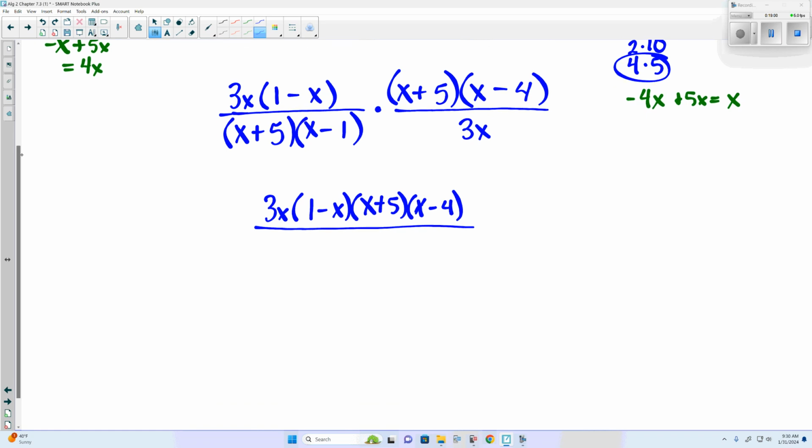We'll do the same thing with the denominators. We're taking our x plus 5 times x minus 1 and multiplying it by 3x. Anytime we have monomials, single terms, it is going to be helpful to move them to the front. It's easier to have them in front than have them in the middle or in the back.